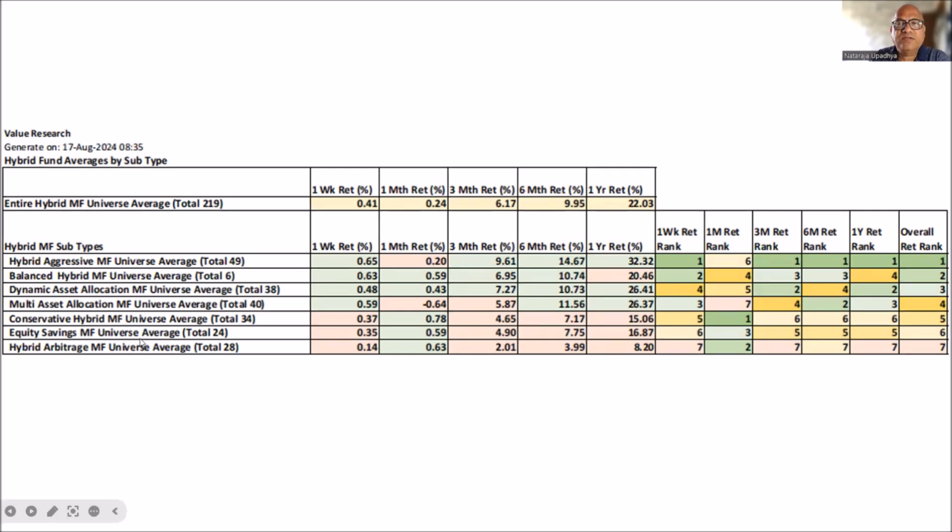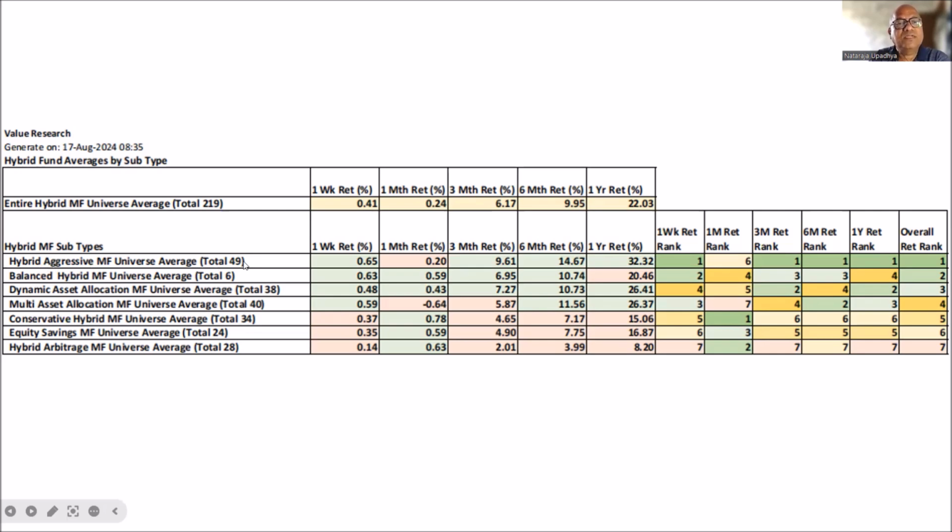Now there are 7 different subtypes here, and in each subtype, if the return in a timeline is better than the average, it is marked in green, and if it is lower than the average, it is marked in red. So by looking at the color for a particular fund subtype, you will understand whether this fund type did better than average or not. Now let us look at what are those 7 subtypes.